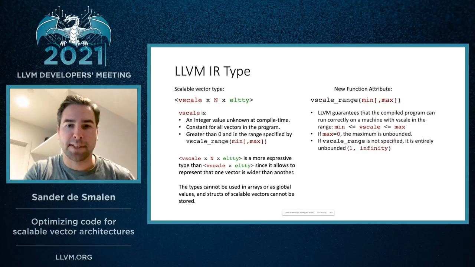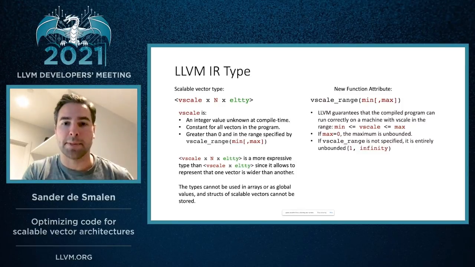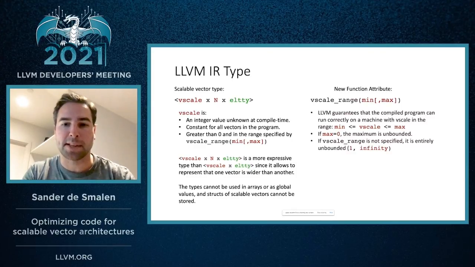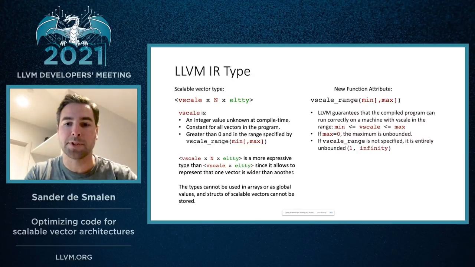We have chosen vscale times n times element type over vscale times element type because it is a more expressive type. It allows us to represent that one vector is wider than another. There are a few limitations on scalable vector types, because certain aspects cannot be expressed in higher level languages. For example, the types cannot be used in arrays or used as global values, and structs of scalable vectors cannot be stored. Additionally, it is not allowed to combine fixed and scalable vector members in a struct.